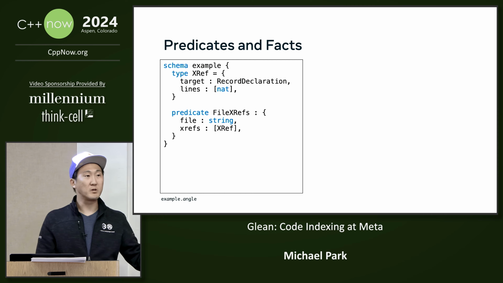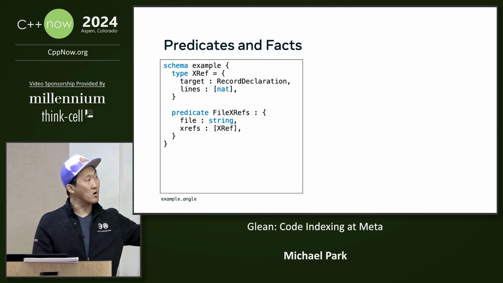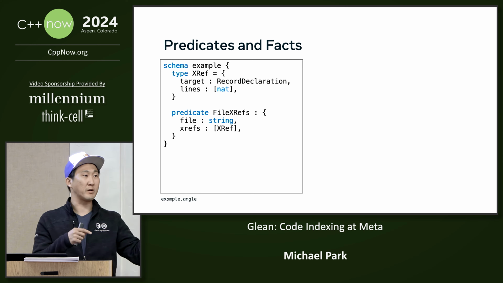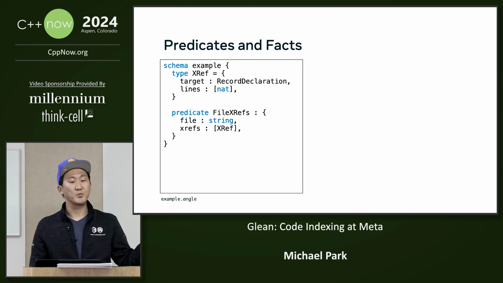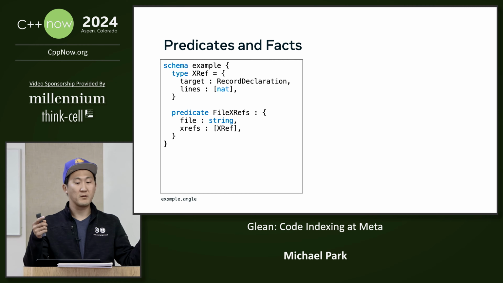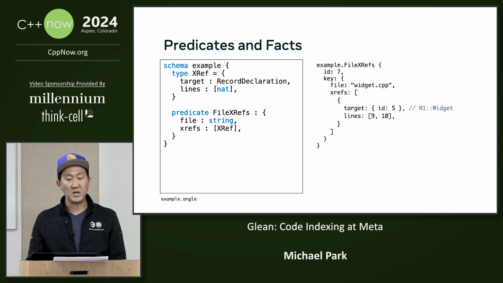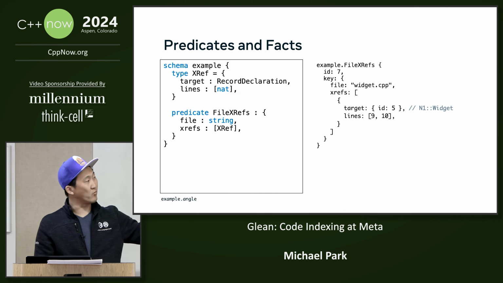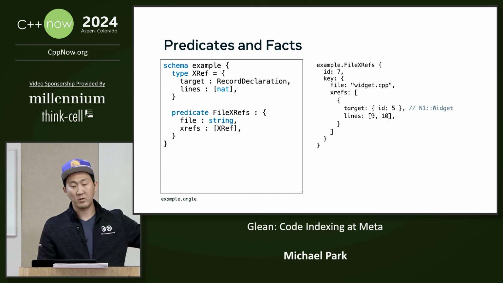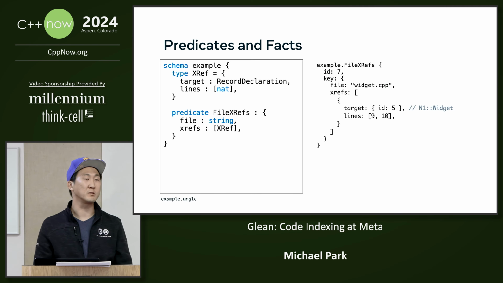So now we can build an xref. By the way, an xref is a cross-reference. So we're going to have the target, which is the record declaration, and the lines as to where the references to this record declaration are coming from. And then the predicate here is file xrefs, and so the file is going to be the file path, and then we're going to have a list of xrefs that occur in that file. So for example, for the code that we've been indexing, the file xrefs of widget.cpp might be that target, which is the N1 widget, and then they're referred from lines 9 and 10.